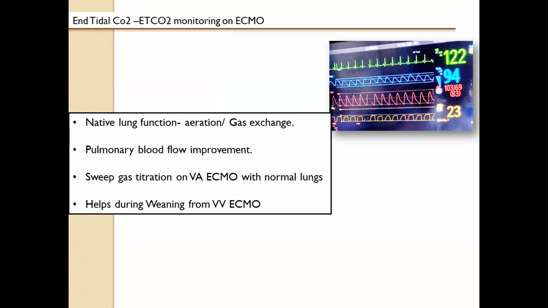CO2 traces. So that helps us understand the adequacy of gas exchange and also of the pulmonary blood flow as well in these situations. And it helps very much during weaning from VV ECMO because then we can look at sweep gas flow and kind of correlate the end-tidal CO2 with the arterial CO2 and try to see if the sweep gas can be reduced.